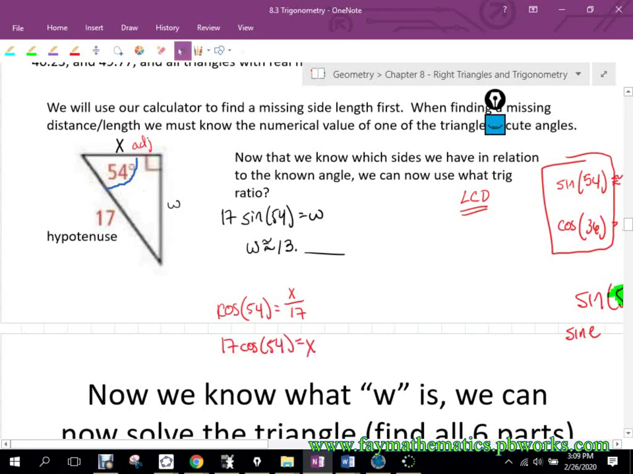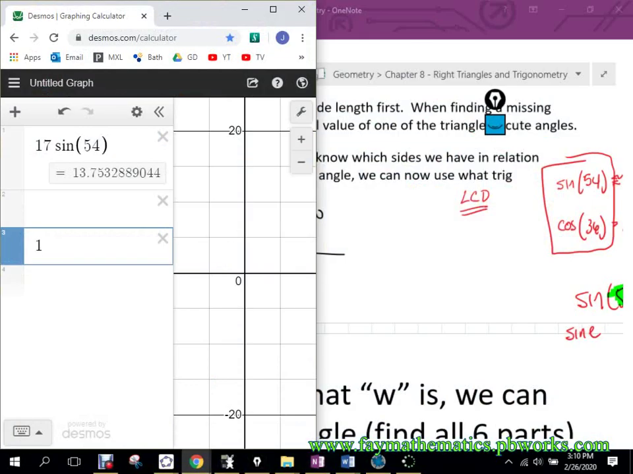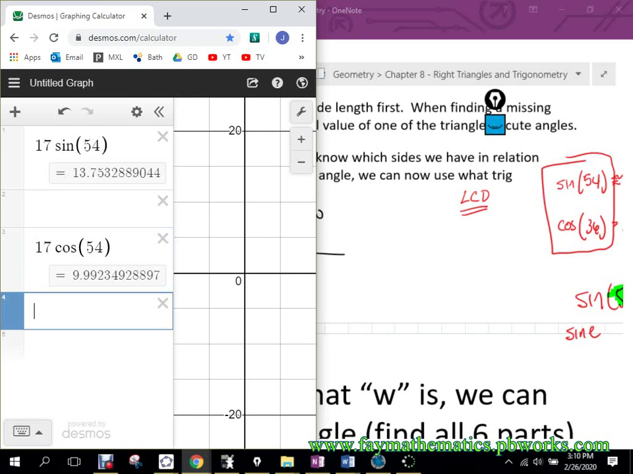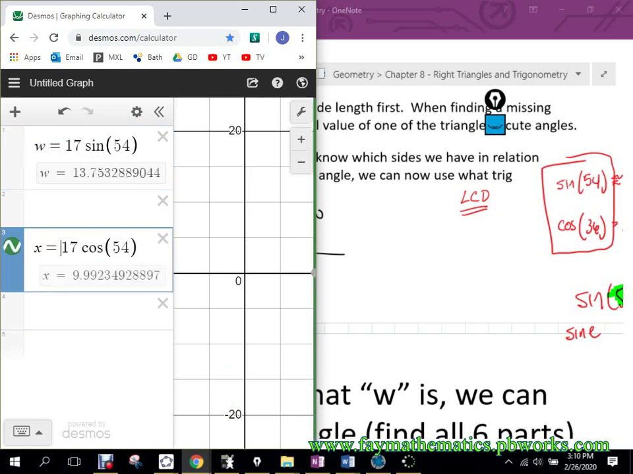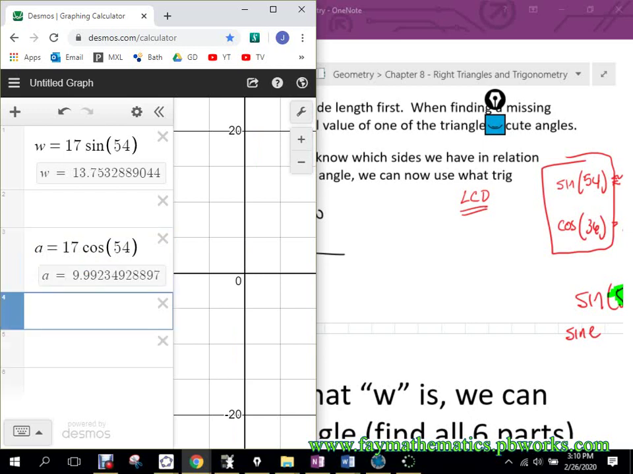You guys end up with 17 cosine 54 as the algebra before we type in our calculator? Okay. So that turns out to be 17 cosine of 54 gives me 9.99. Okay. So W was that number there, right? X, I said, was that number. And just because of the way Desmos works, I don't want to use X. I'll call it A. What kind of triangle is this?